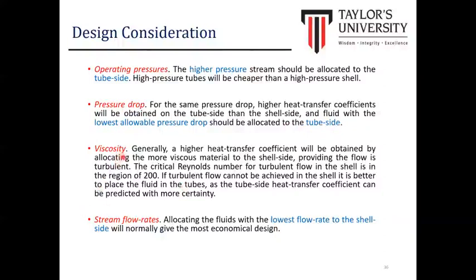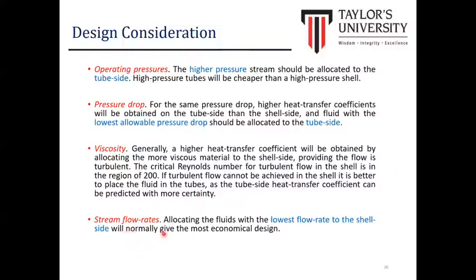Okay, related to the viscosity, a higher heat transfer coefficient will be obtained by allocating the more viscous material to the shell side, provided the flow is turbulent. Okay, the critical Reynolds number, back to where we had the range of the Reynolds number for turbulent, laminar flow or transition, you may refer to that. For turbulent flow in the shell, the region is about 200. If turbulent flow cannot be achieved in the shell, it's better to place the fluid in the tube, as the tube inside heat transfer coefficient can be predicted with more certainty.